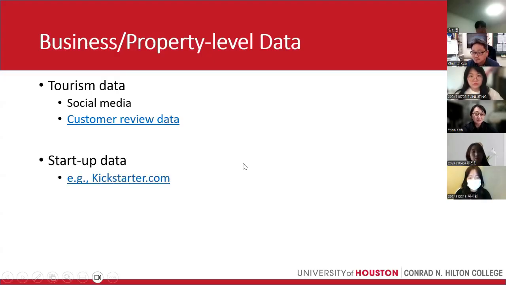And then the startup data. I was thinking about those smaller companies, and I stumbled upon the idea of crowdfunding, and those are really smaller companies, and I do want to show the website to you all. So basically, the idea is the entrepreneurs, the small businesses, especially in the early stage.